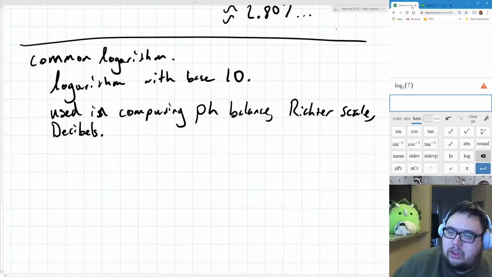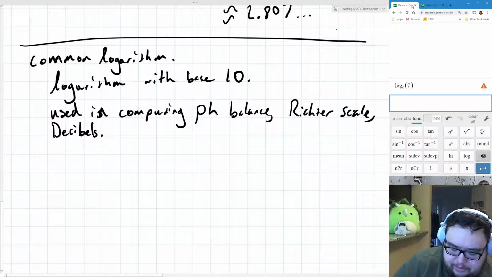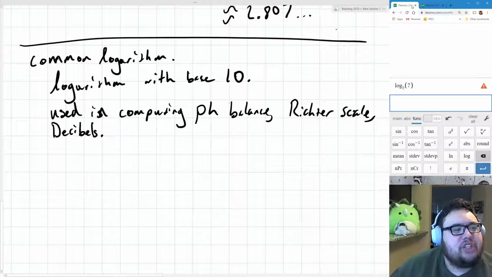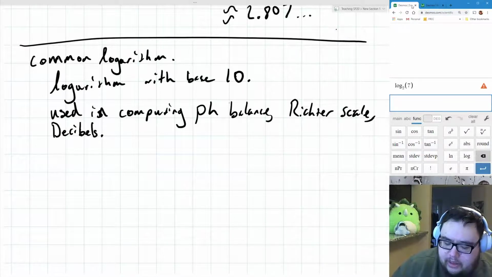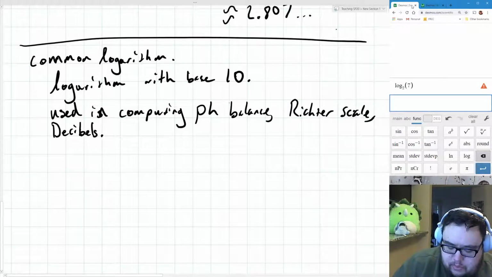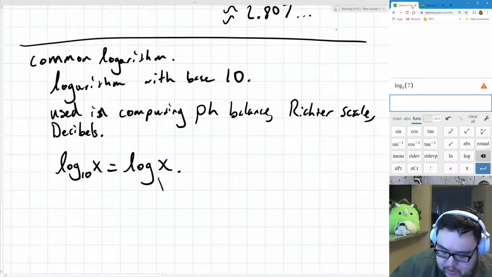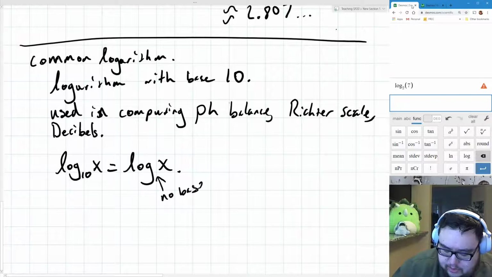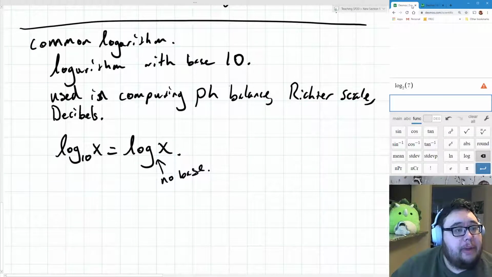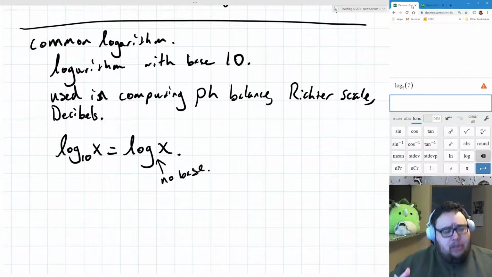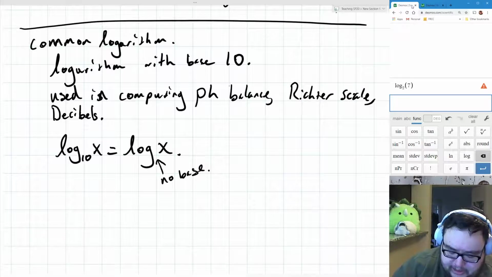And actually, what log base 10 of a number does, it tells you kind of how long that number is. It tells you sort of how many digits are in that number. When we write the common logarithm, log base 10 of x, we usually don't write the 10. So we usually just write log of x. So no base. If you see a logarithm with no base in this class, you should assume that it is log base 10. It is the common logarithm.